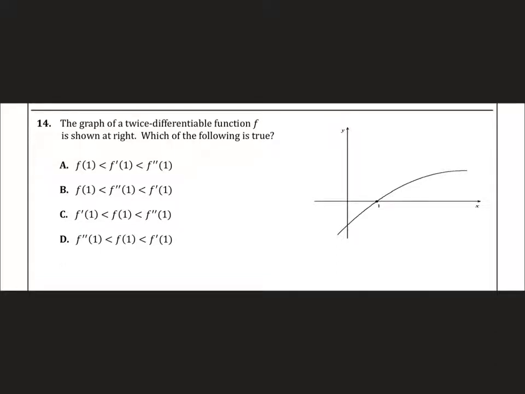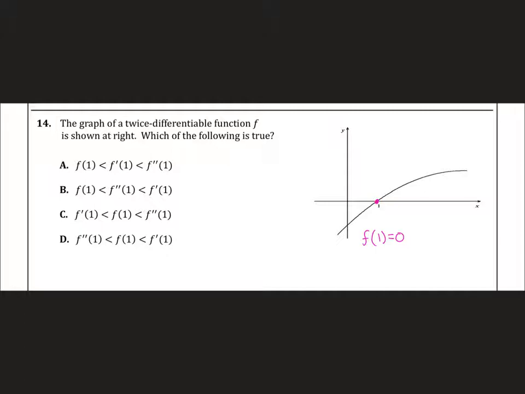So the graph of a twice differentiable function f is shown at the right. Which of the following is true? So we need to compare f of 1 to f prime of 1 to f double prime of 1. So if you look at, this is the graph of f. So f of 1 is going to be equal to 0.